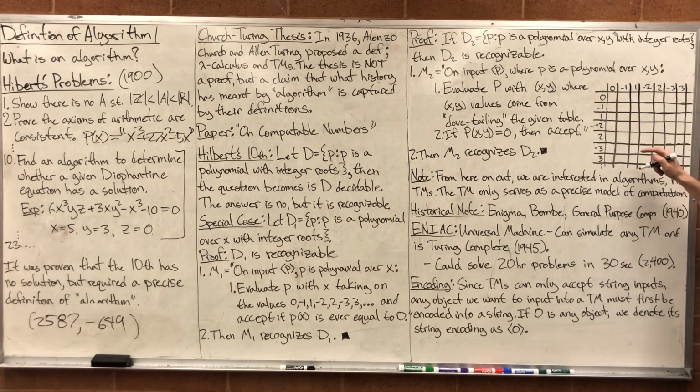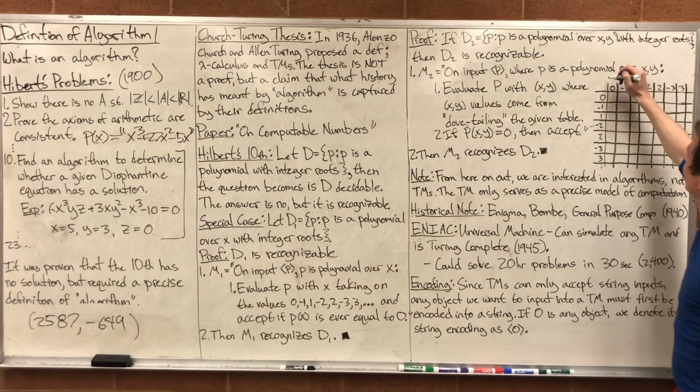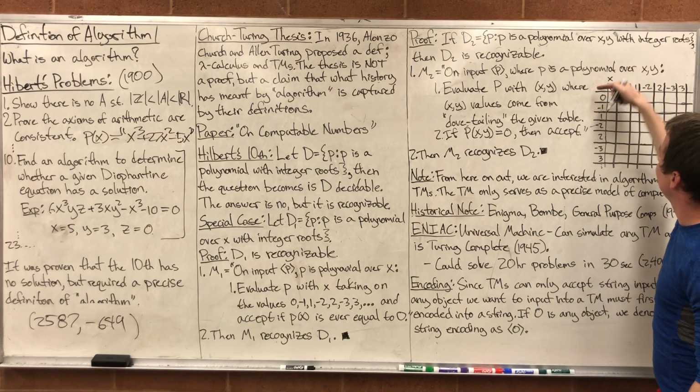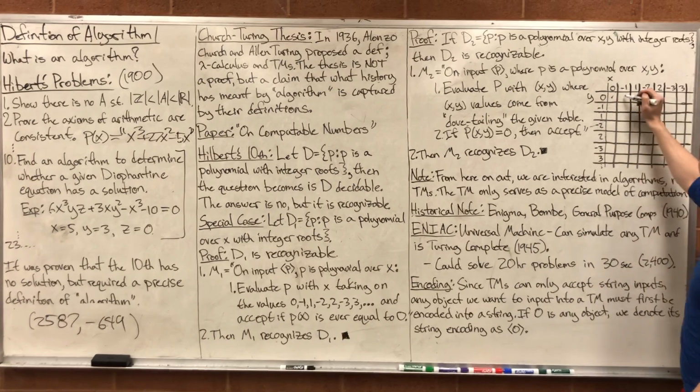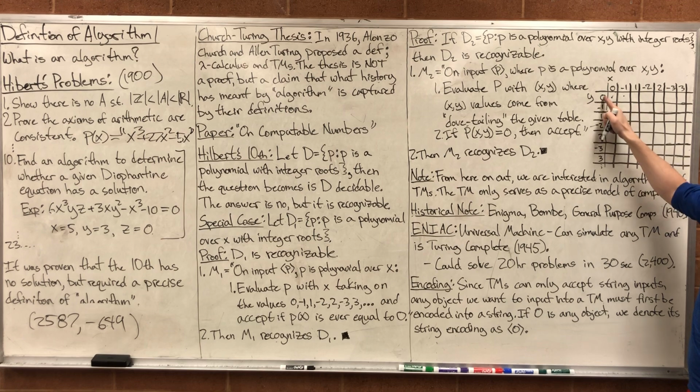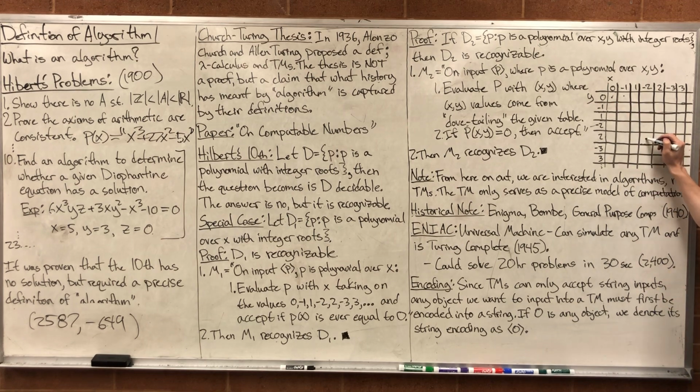We'll think about these up here as our input for our X's, and these down here as our input for our Y's. So this square symbolizes plugging in 0 for X, 0 for Y. This square symbolizes plugging in negative 1 for X, 0 for Y. This square symbolizes plugging in negative 2 for X, 2 for Y. With me on the interpretation?